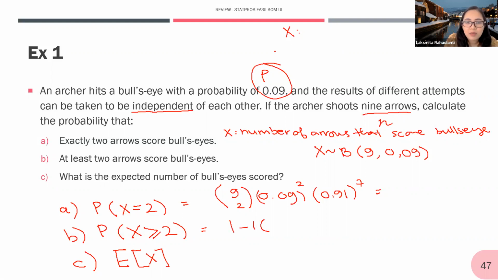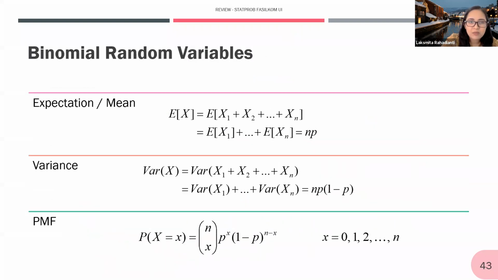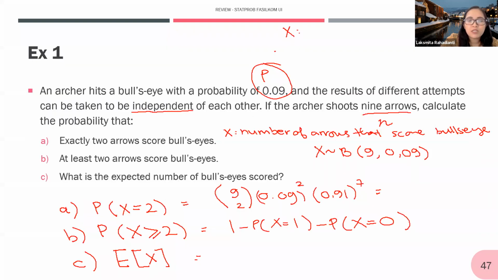1 minus P(X) equals 1 minus P(X) equals 0. Don't forget, we can compute this, we can compute that. And for the expectation as well, I think you can just, is it NP or something? Expectation is, yes, NP. So you can just compute N times P, 9 times 0.09. Is that 0.018? Is that right?